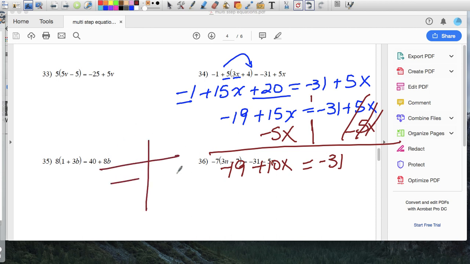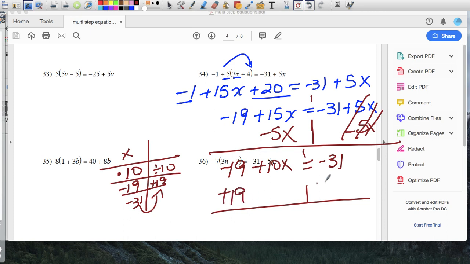Story. I have a variable x, which is being multiplied by 10. Subtract 19 and gives me negative 31. It's going to be plus 19 and then divided by 10. So I'm going to do plus 19, plus 19. Oh shoot, this should be positive 19. So this should be positive and this should be minus, okay? Because negative 1 plus 20 is positive 19. So I wrote this wrong.